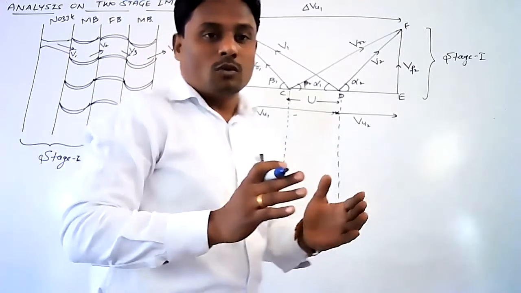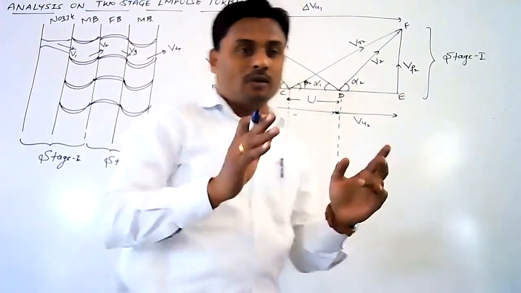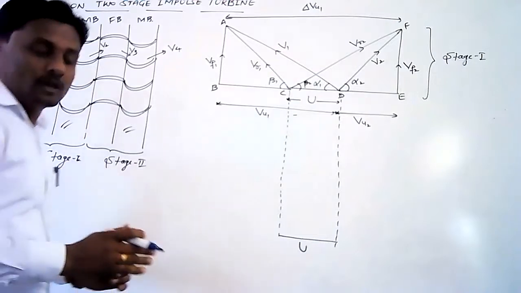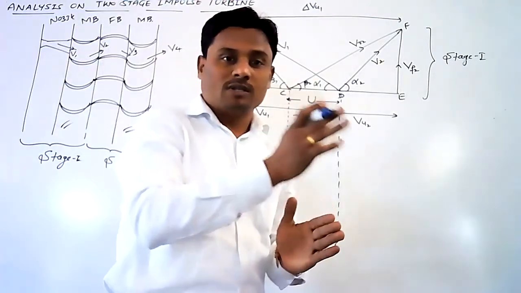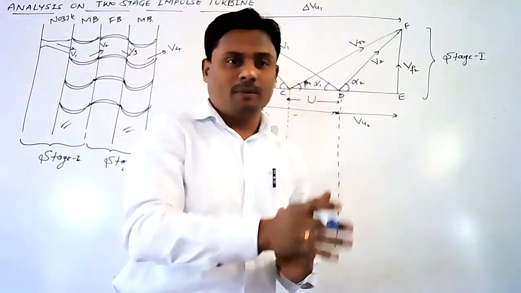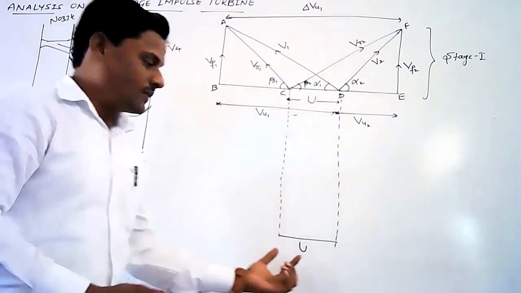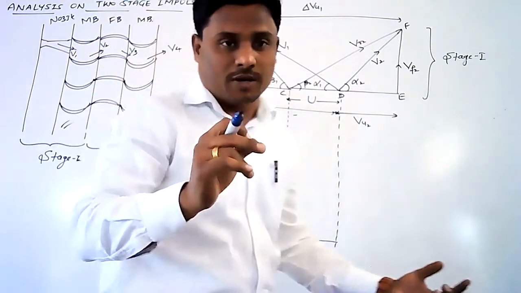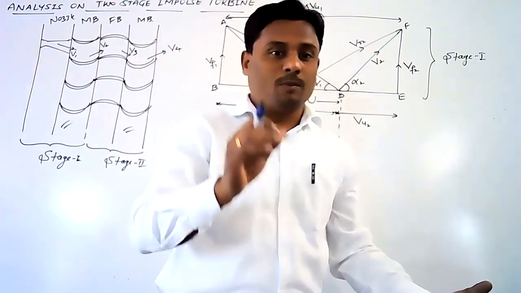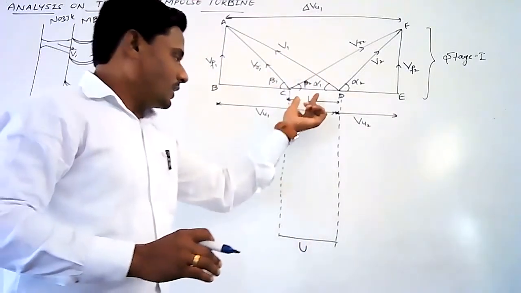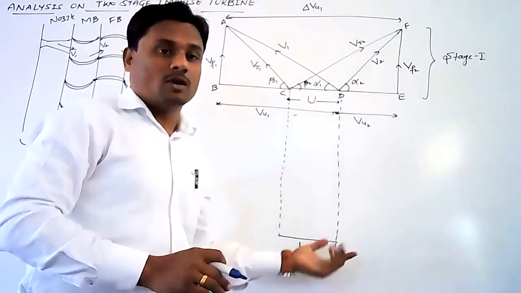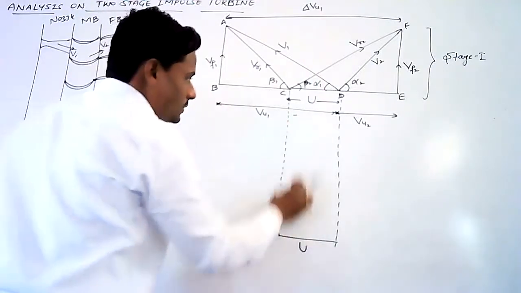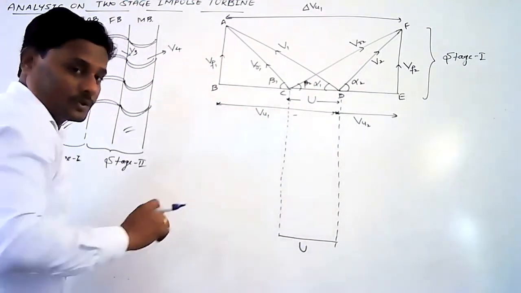Because we have two sets of moving blades, both the moving blades are mounted on the same shaft. So if the RPM is the same, then definitely the tangential velocity U should also be the same. So remember, for a two-stage impulse turbine, the blade velocity or the rotor velocity remains the same. That's why I have taken U the same for both the stages.